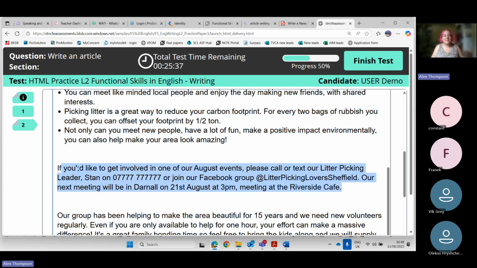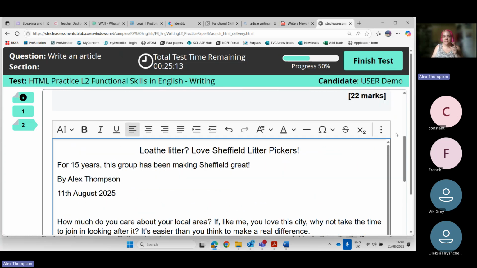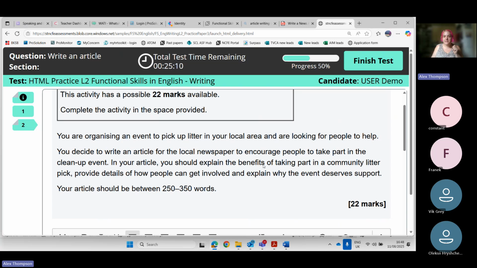So it makes sense. I should have said making tea rather than making coffee, because tea is the one where if it's in the wrong order, everything goes wrong, if you add milk before the tea bag. So everything is in order. We have answered the main points in the question, because it said they wanted us to do 3 things. They wanted us to explain the benefits, provide details of how people can get involved, and explain why it deserves support. Great. So we've done all of those things and it's all in the right order.